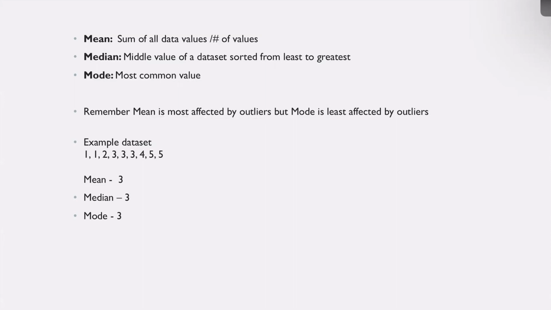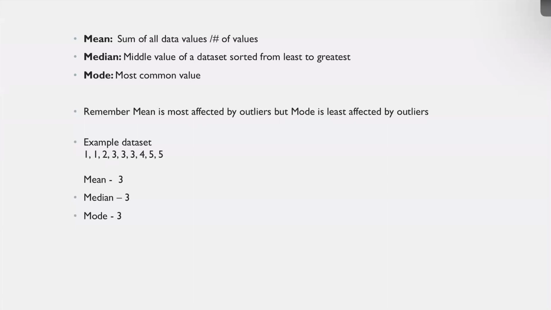So what are outliers? Outliers are data that is really far from most of the data. So for example, in this data set, we have 1 1 2 3 3 3 4 5 5. An outlier would be something like 95 or probably 1,000. That would be an outlier. So yeah, mean is mostly affected by outliers, but mode is least affected by outliers.